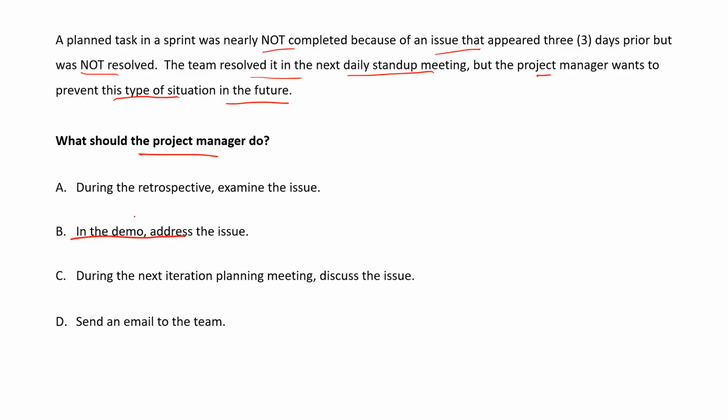We address the issues in the demos. Tell me yes or no. We do the review. During the next iteration planning meeting, discuss the issue. Next. Not a solution to the question. Next is never the right answer. Okay, A. The problem is now, send an email to the team. It's like push communication. You are not getting any benefit of it. So yes, A is the right answer.